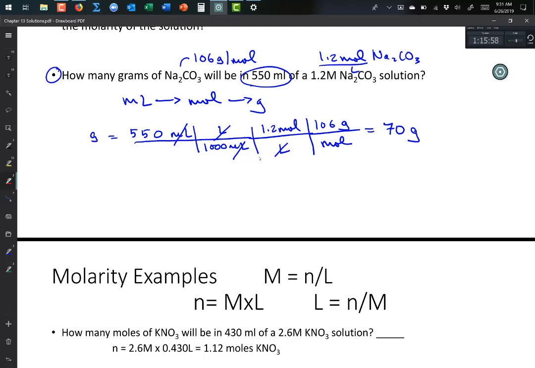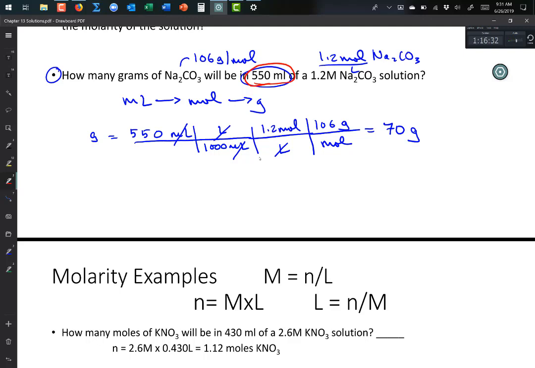You see it in the units. The units are something over something, right? So sodium carbonate is 106 grams per mole. And then the molarity is 1.2 moles per liter. Those are ratios. The 550 is a number. It's an actual quantity. It represents a volume of solution. It's not a something per something. So when you're looking at a problem like this, that's the number you'll start with usually.